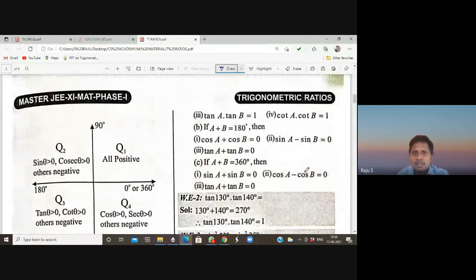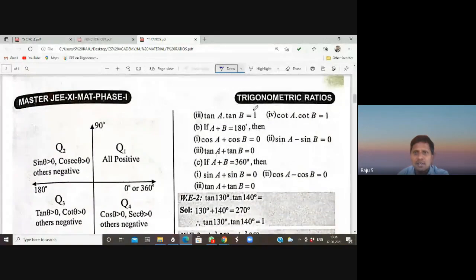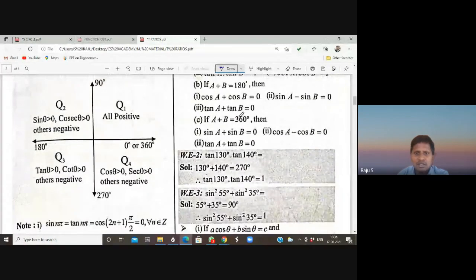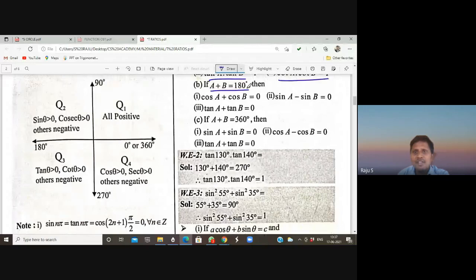So already we've seen that when for angles a plus b the sum of the angles is 90 or 270, this condition we have just seen. But if the sum of the two angles is 180, everyone check these properties. Surely all the properties will be satisfied. Tan a plus tan b, surely it is 0.